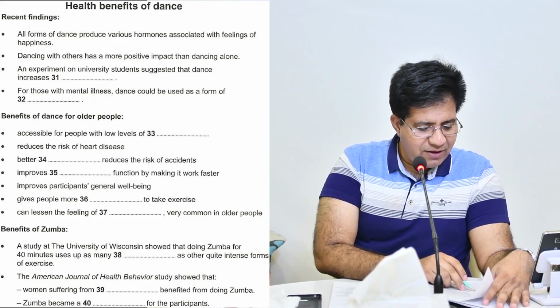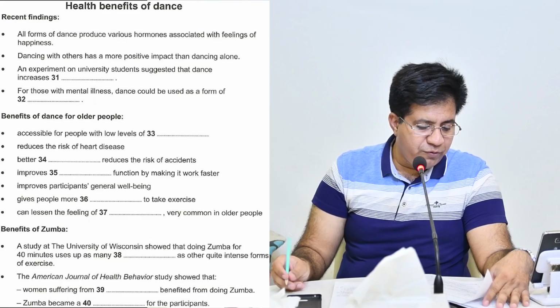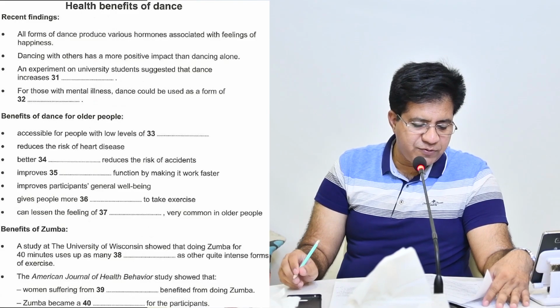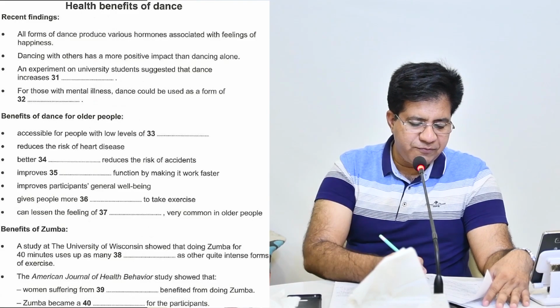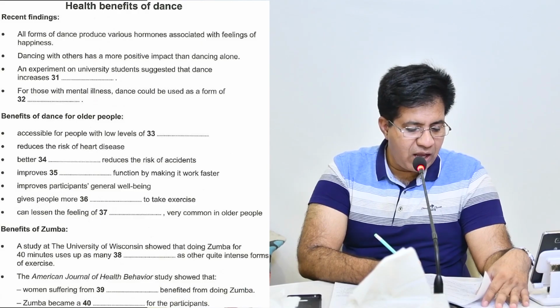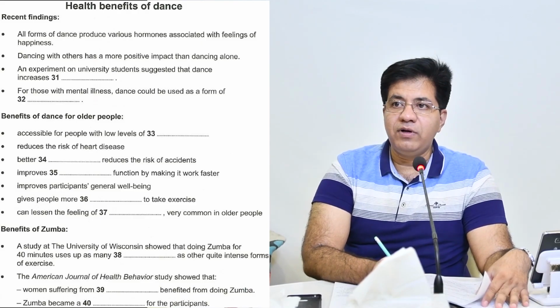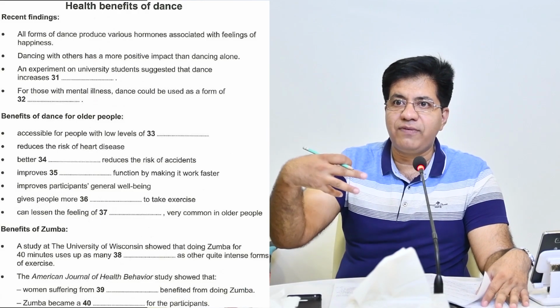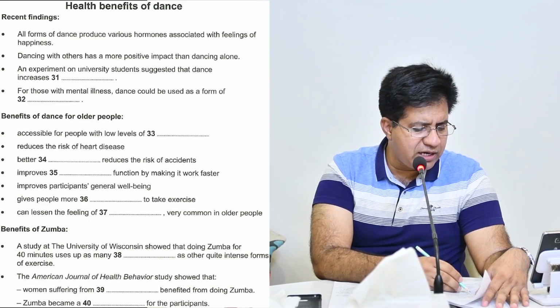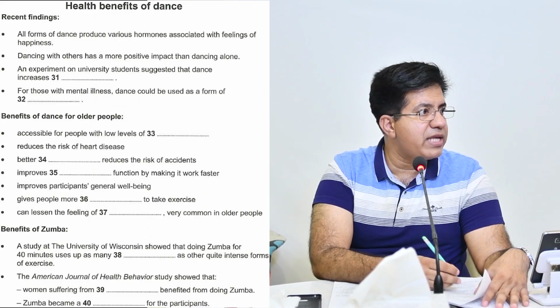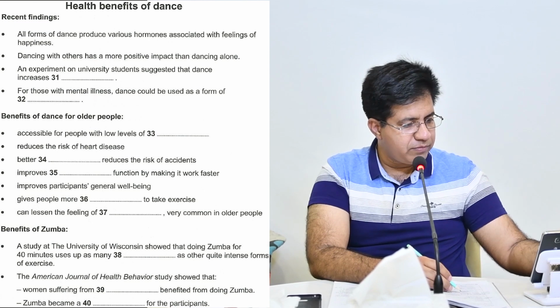Yeah. 35, improves. Again, the word improves. 35, improves dash function by making it work faster. Maybe improves heart function by making it work faster. When you dance, your heart is beating fast. Maybe. So again, they use the word improves. So for improves, they can use any other word. Let's see what that is this time.